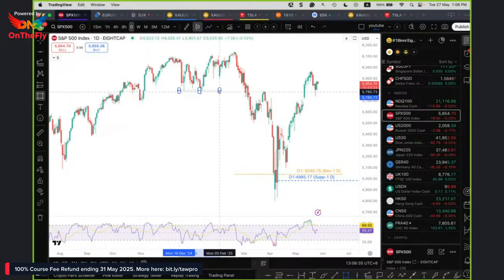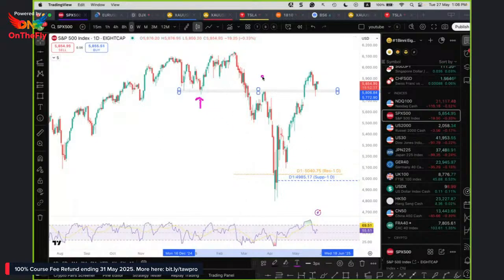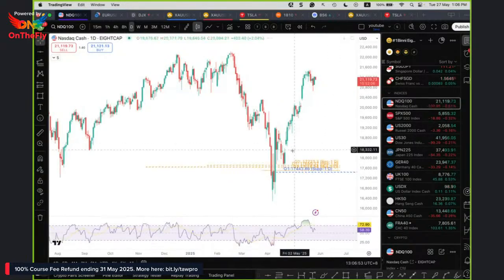Okay, so S&P, right? We have this support level, and then we have this resistance level. So where is that support level? This is the support level. This is the resistance level, and then this is a support level, right? So it is still supported. So this is S&P. Okay, so take a look at Nasdaq.